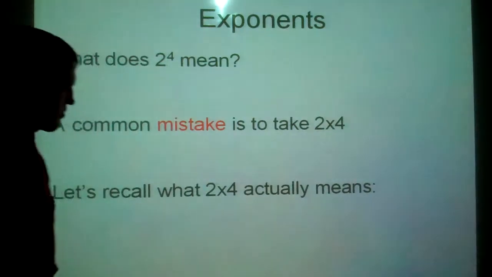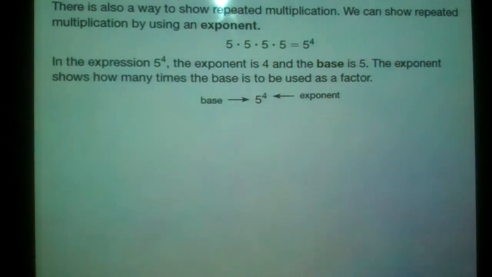So, this is how exponents are set up, and we could see it on the previous example. Basically, exponents are repeated multiplication with an exponent. So our base here is 5, our exponent is 4. 5 times 5 times 5 times 5, so 5 to the 4th power, exponent, base.